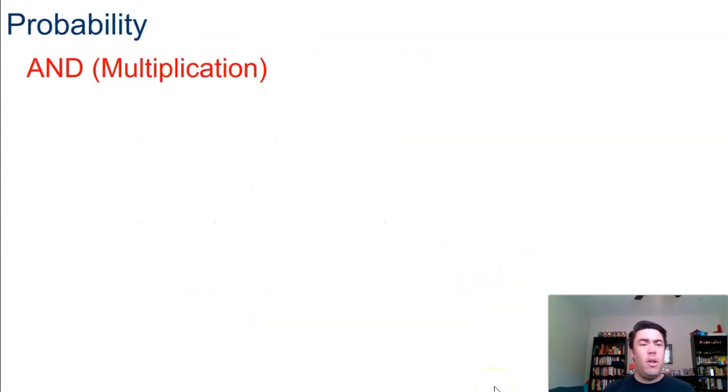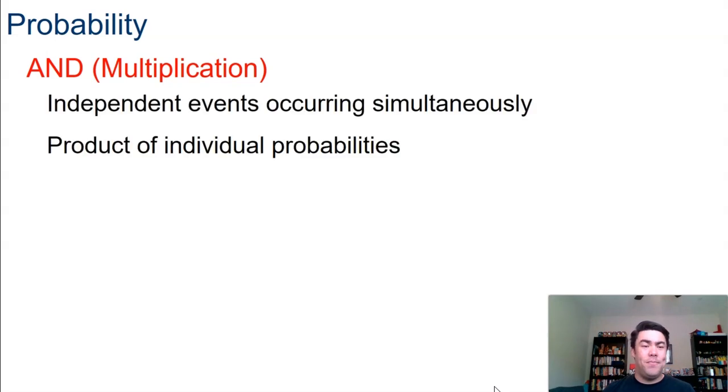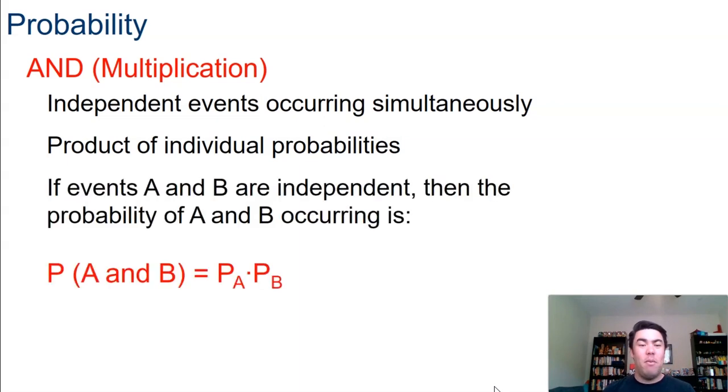So there's some key words that we need to know when we're talking about probability. The word "and" means multiplication. So independent events occurring simultaneously, product of individual probabilities. If events A and B are independent, then the probability of A and B occurring is P of A and B, or the probability of A times the probability of B.